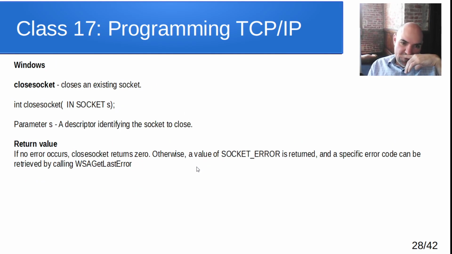On Windows, if we use closesocket, we don't have to specify the how. We just say, hey, I want to close the socket. We pass in the socket that we want closed, and then it closes it. If there are no errors, it returns a 0. Otherwise, the value of SOCKET_ERROR is returned, which is actually the same as -1.